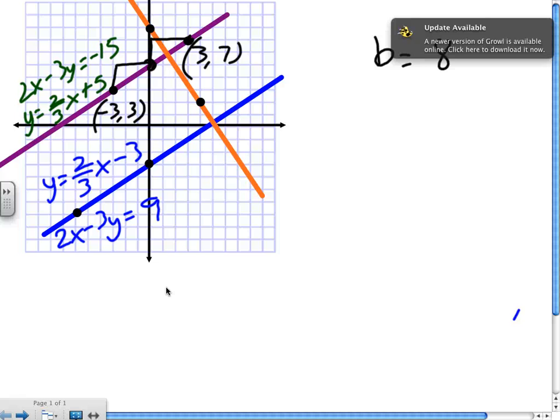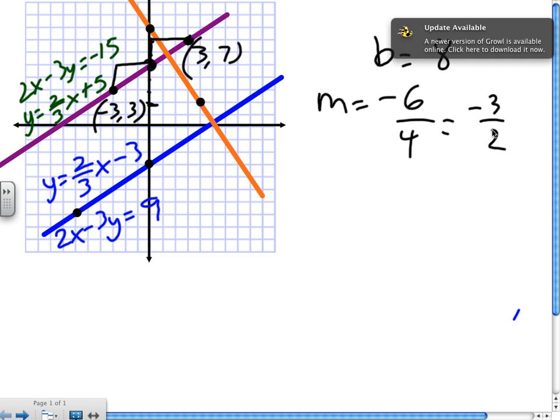How many? 5. Okay, let's count. 1, 2, 3, 4, 5, 6. 6 down. How many over? You don't count the square. You actually count the crosshair. 1, 2, 3, 4. So 4 right. So can we reduce that? Which becomes? Negative 3 over 2.